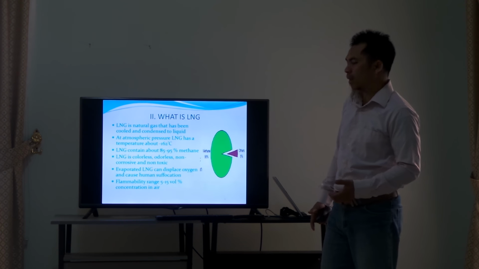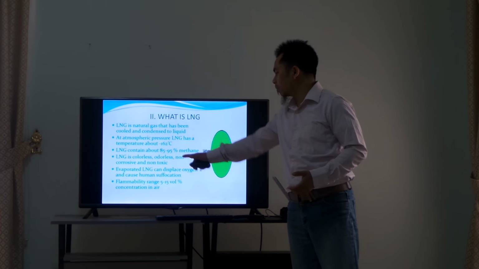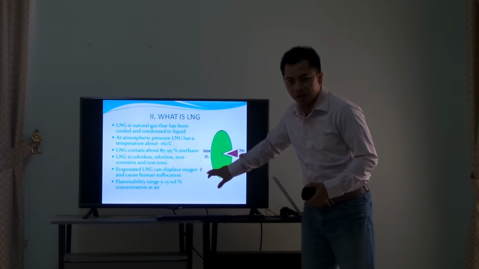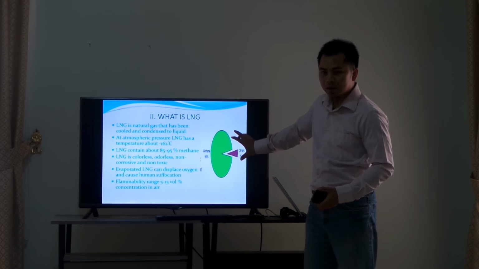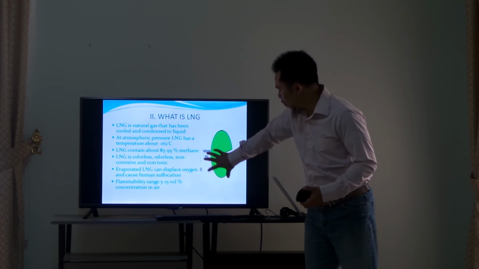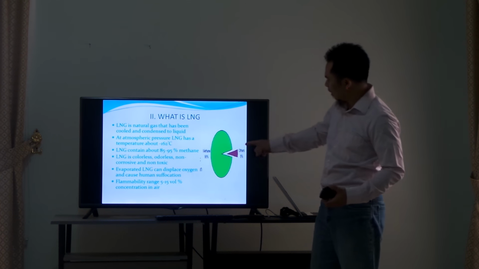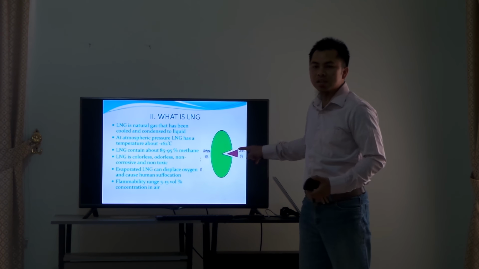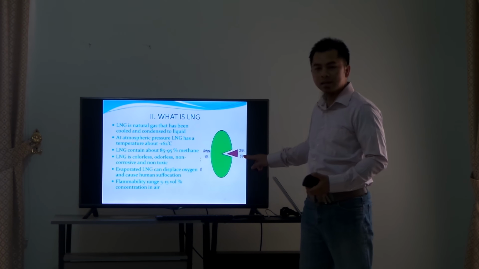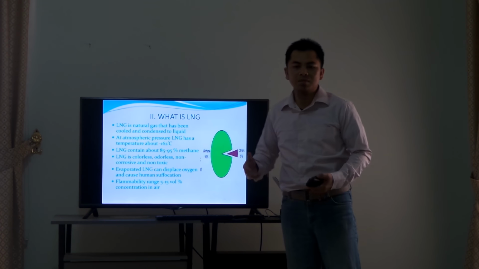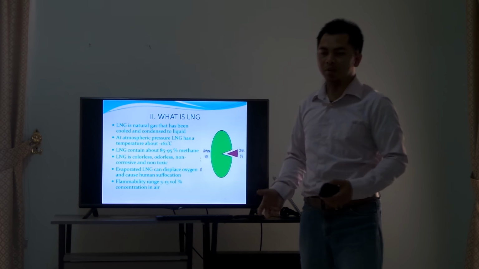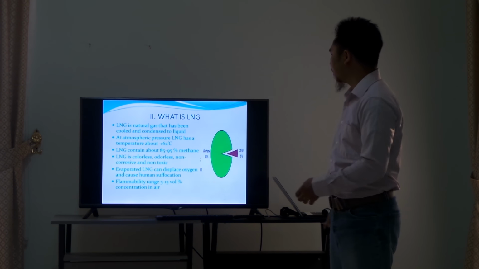LNG contains about 85 to 95% methane. If you look at this picture, just assume this one circle is LNG. 95% of LNG consists of methane. The other 5% is some impurities, such as a little bit of water or other impurities that are carried over during the LNG process.